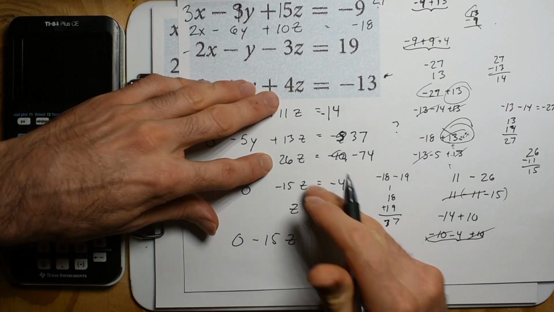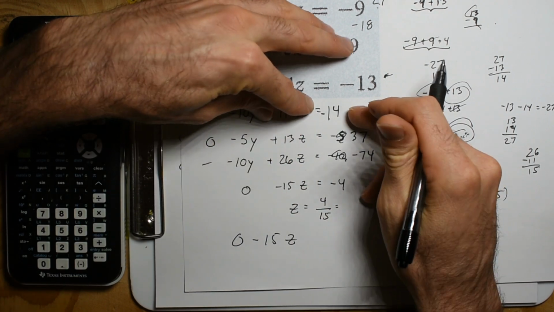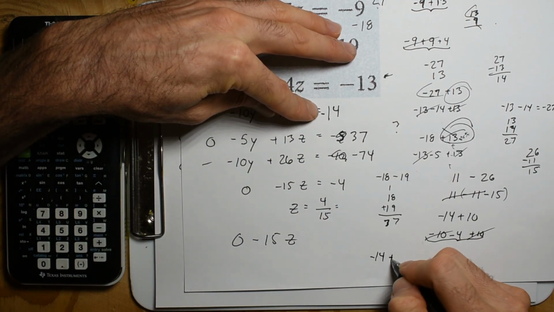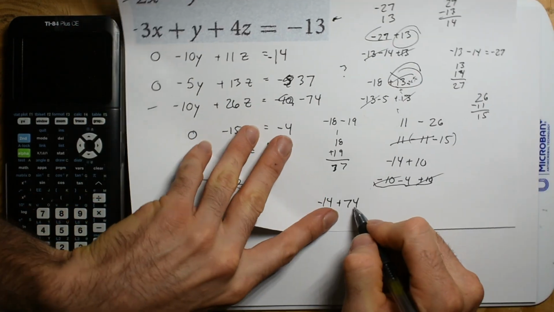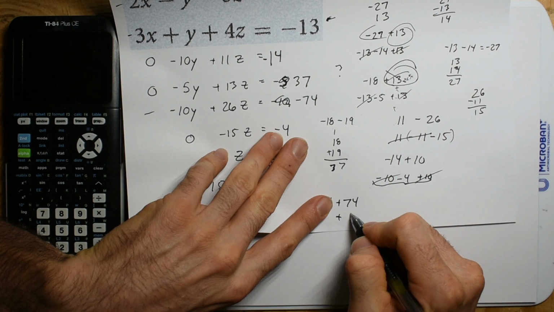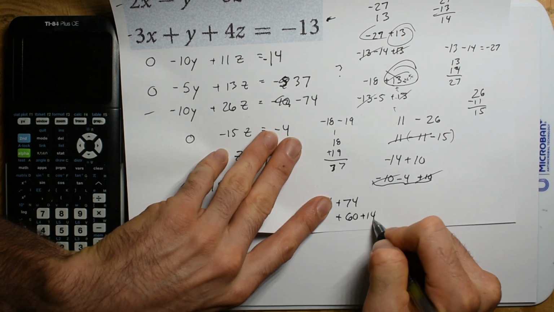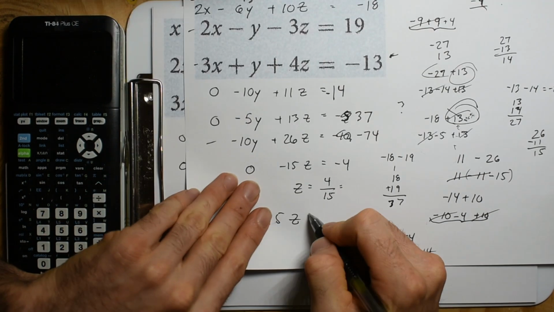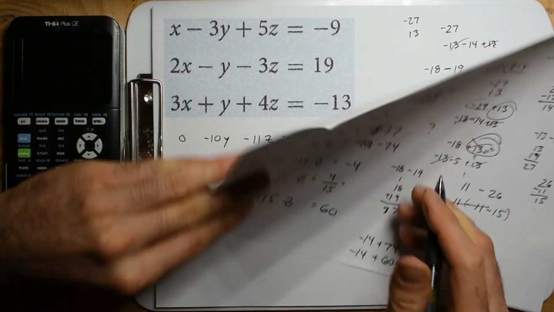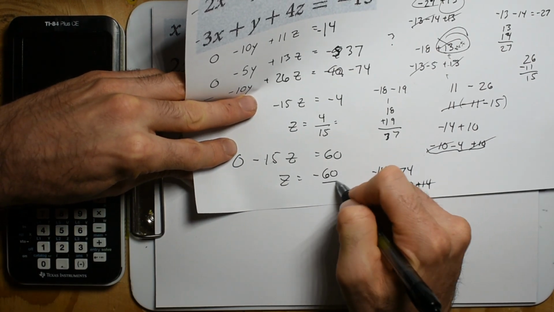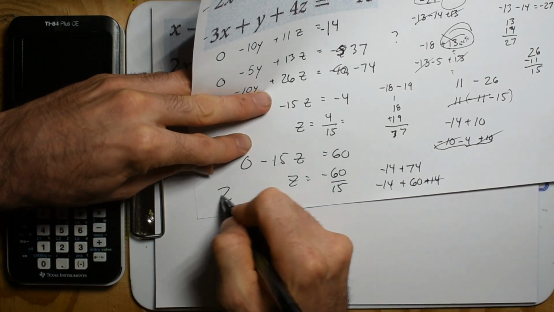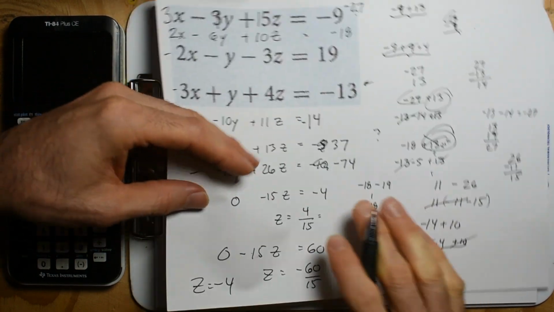I guess I see that now. And then this is -14 plus 74. I still don't know what that is, but I can factor 14 out of this. That's going to be plus 60 plus 14, -14. Heck yeah, so this one's going to be 60. Booyah. So now z is -60 divided by 15, and that's 4. Holy Toledo, -4. All right, sweet.